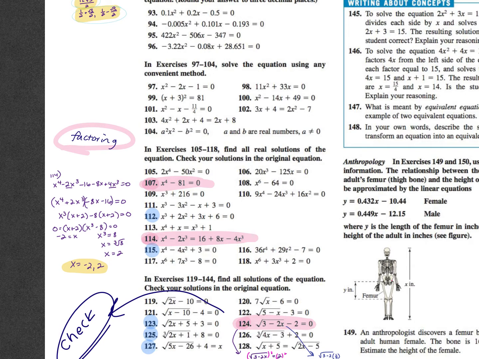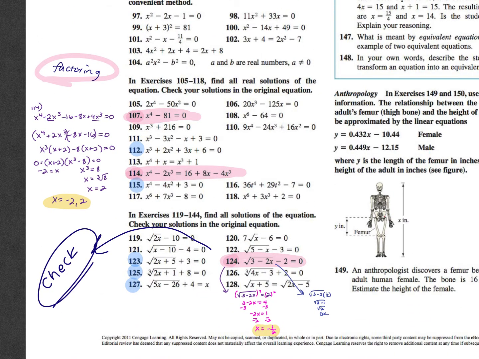Then came your square root equations like 124. And that's also one you have to check because it starts with a square root. So if your equation starts with a square root or if it starts with a variable in the denominator, you have to check for extraneous roots.